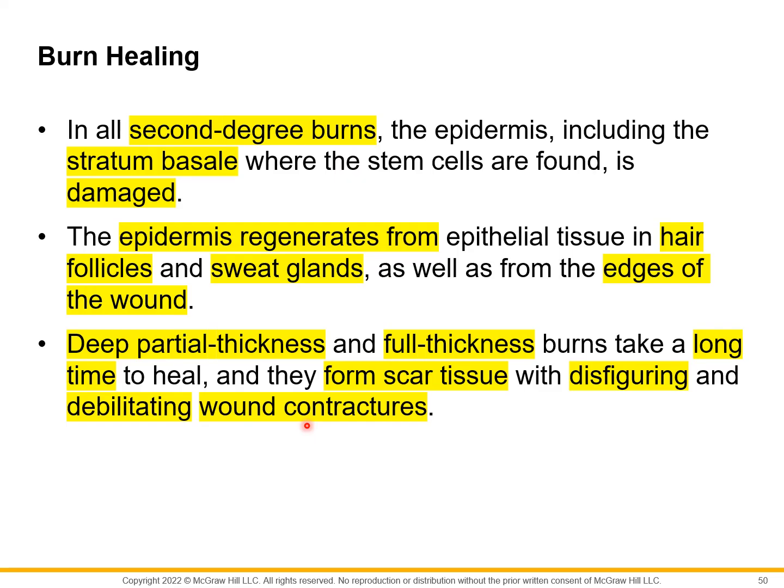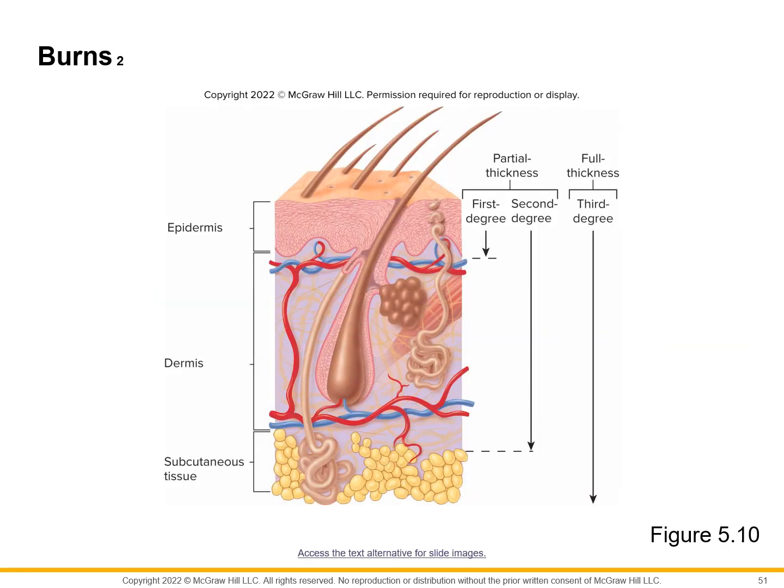This diagram right here shows us the depth or intensity of partial thickness burns. Pag first degree, epidermis lang yung apektado. Kapag second degree, hanggang dermis nasunog. Pag sinabing full thickness, hanggang hypodermis or yung subcutaneous tissue po is nasunog.